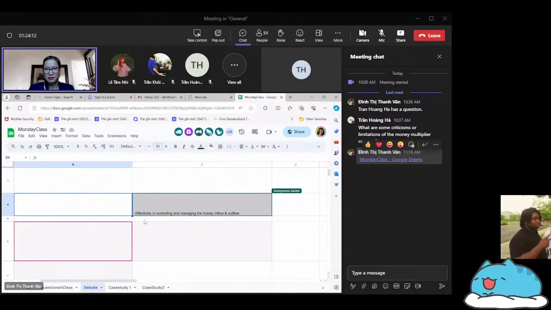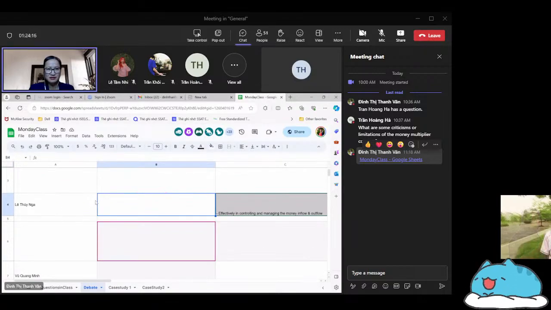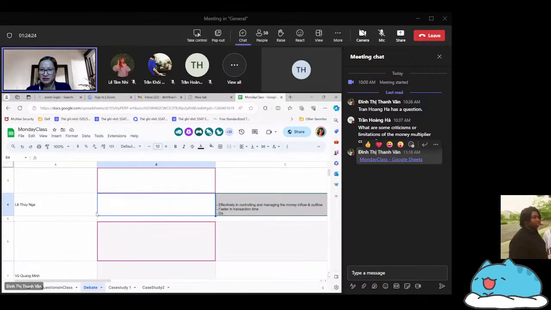Okay, I see some comments already in here. Effective in controlling and managing the money inflows and outflows. Okay, faster in transaction time.